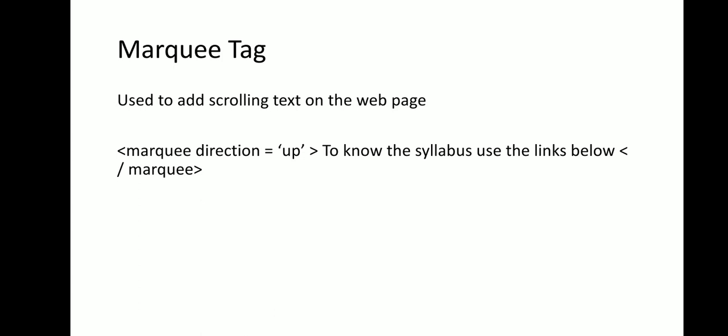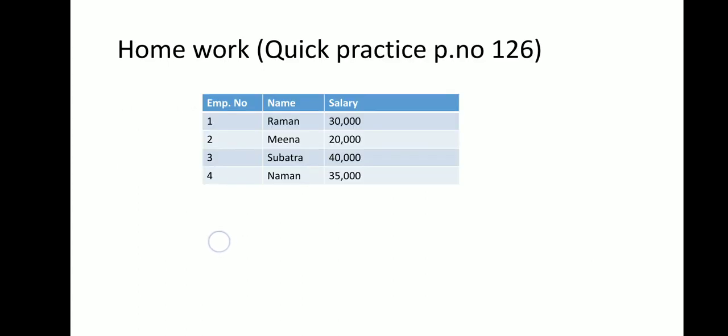Once you finish the attribute, you can close it, and whatever text you want to roll, you should type here. Here I just used, "To know the syllabus, use the links below." This is the information I want to give the user, and I want to roll it out in my web page. So I used the Marquee tag. Once all the work is finished, you should close the respective tag. So today in this session we learned two different tags. Now I am showing you the coding and also a demo.